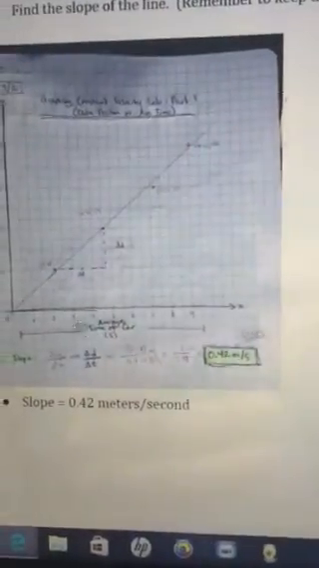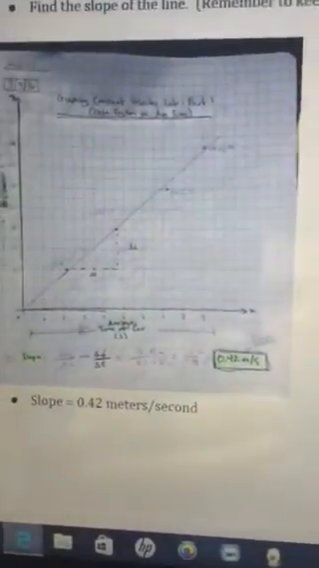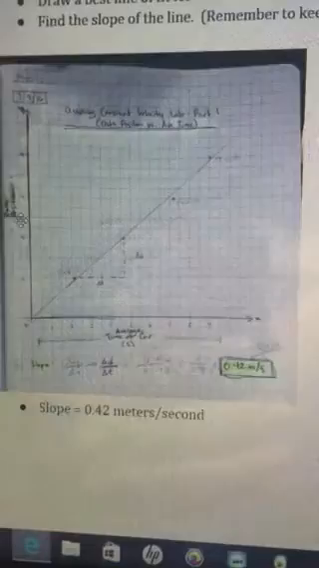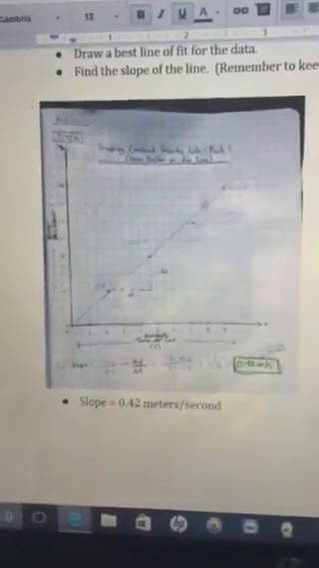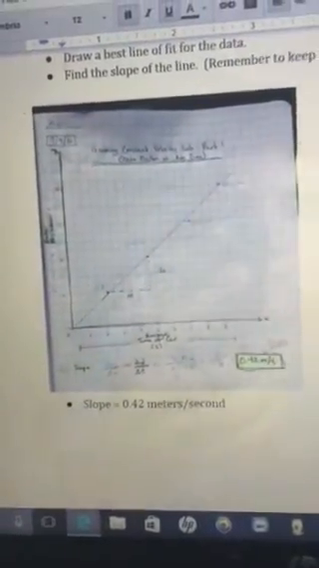So right here, for our graph, we have our average time of the car, and then we had our position data. What we did was we plotted the points, and then I grabbed 2 points right here, and I can't really zoom in that great. I apologize. It's all in the Google Doc.